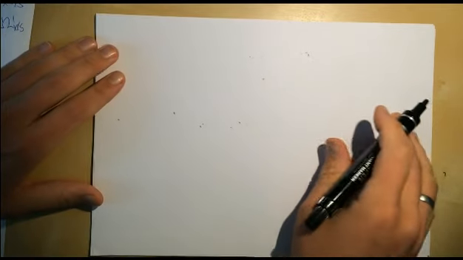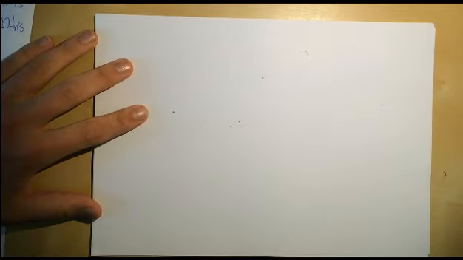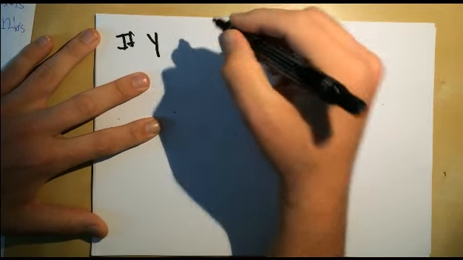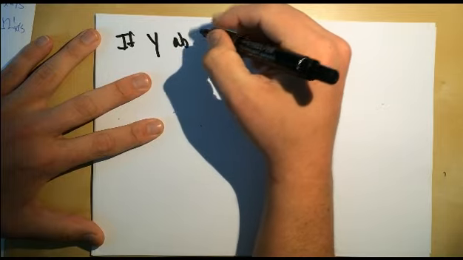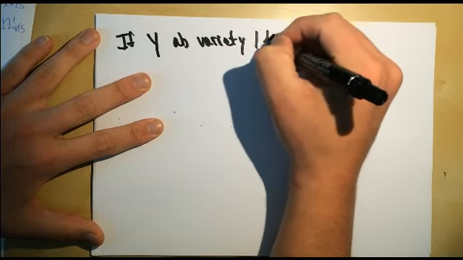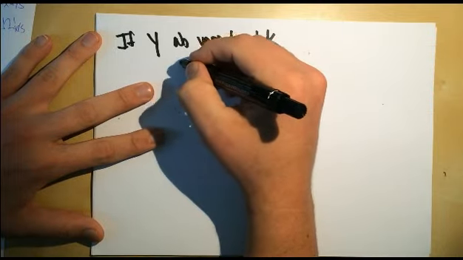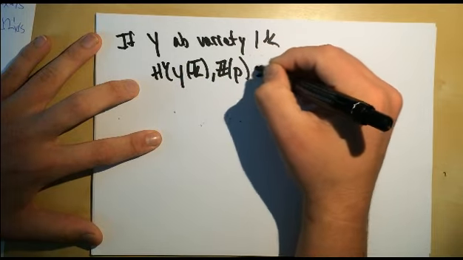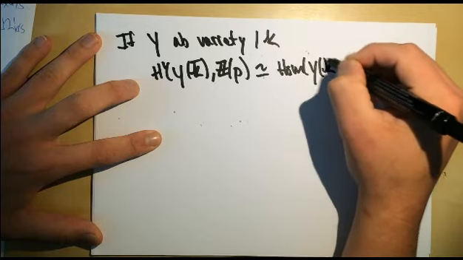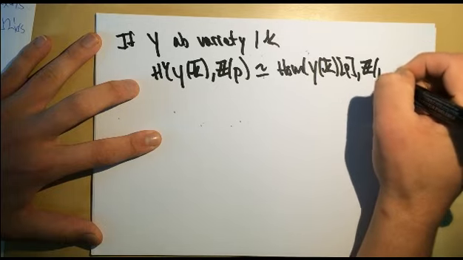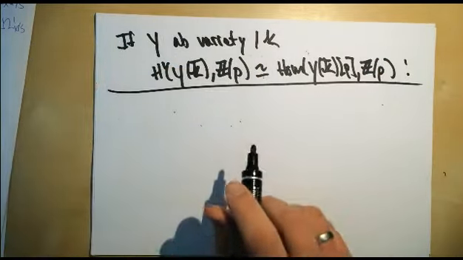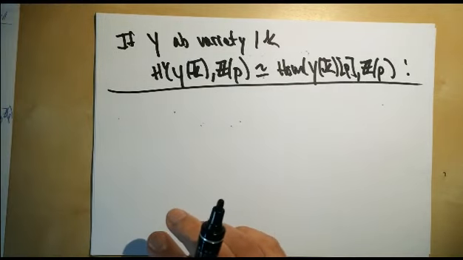I'm going to kind of explain why, so if Y is an abelian group, or abelian scheme, abelian variety over k, then we're going to show this thing. Okay, we're going to do this.